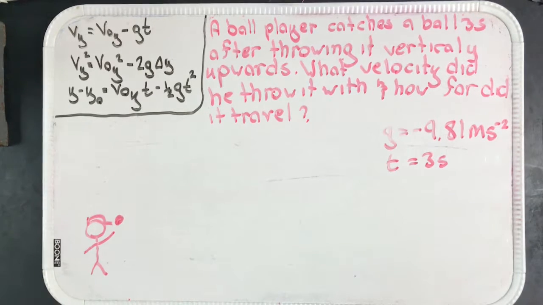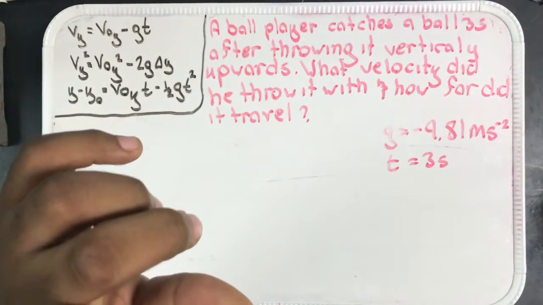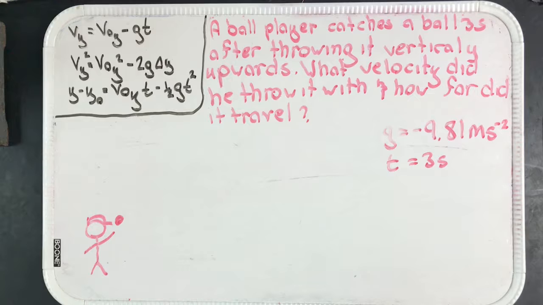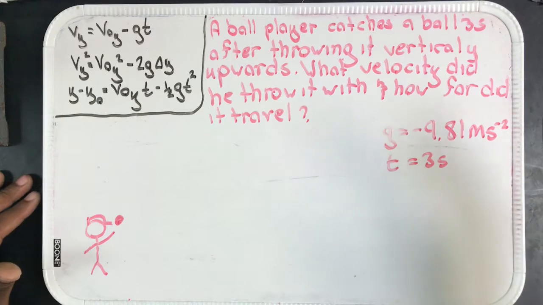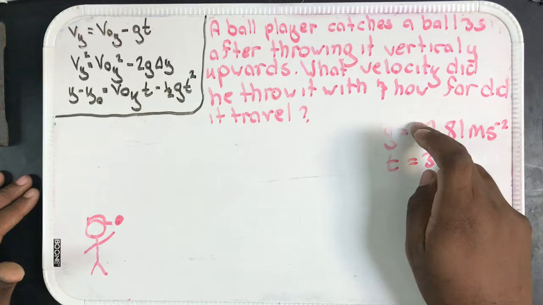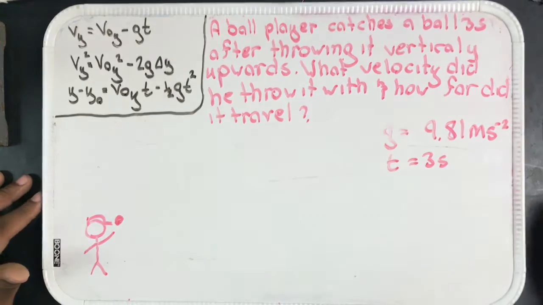Okay, so immediately we know that we're dealing with things in the vertical axis. Our displacement is in the vertical axis, and our velocity is in the vertical axis. However, we only know two things about the situation. We know that gravity is 9.8 meters per second squared, and I'll take out the negative because I've accounted for the negative inside those equations.